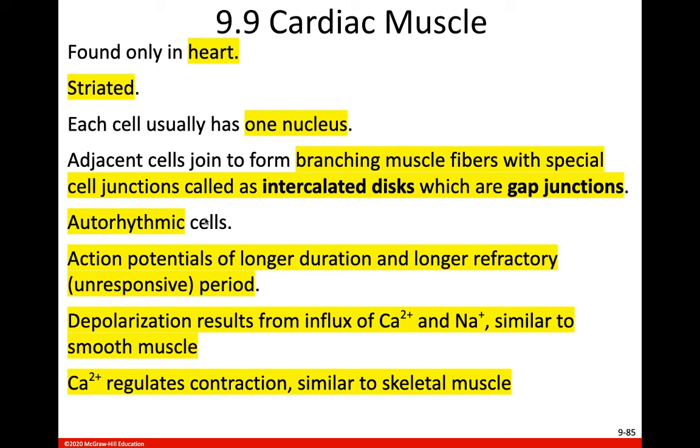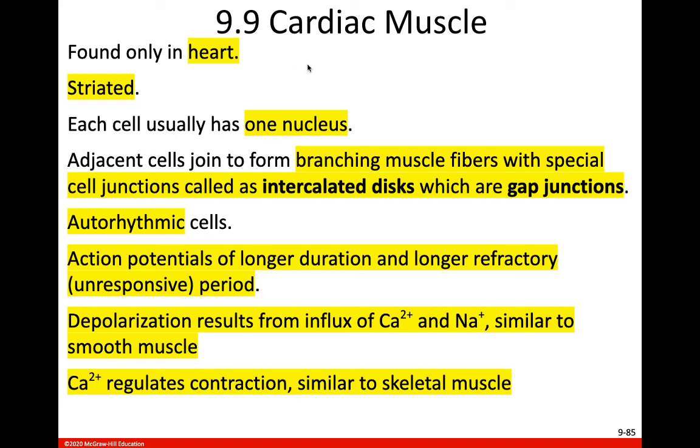Again, like smooth muscle, cardiac muscle is also autorhythmic. Now remember, not all smooth muscle is autorhythmic. Visceral smooth muscle can be autorhythmic or can be stimulated. But remember, your multi-unit smooth muscle is actually not autorhythmic. It only is activated to contract by stimulation. So our cardiac muscle is autorhythmic, similar to some of our smooth muscles, such as that visceral smooth muscle that's found in the digestive tract.